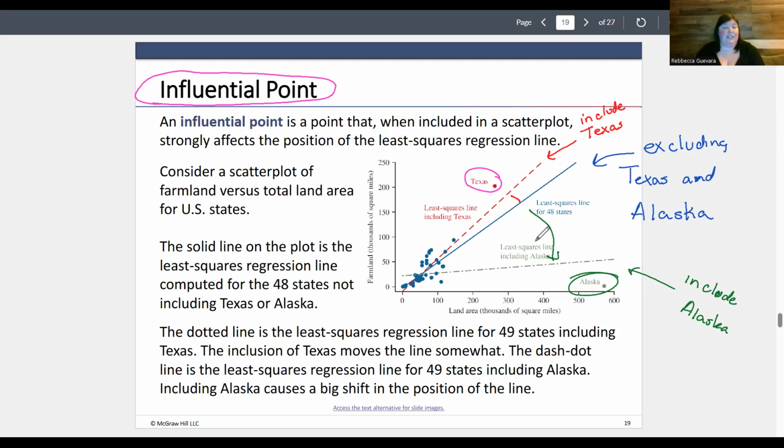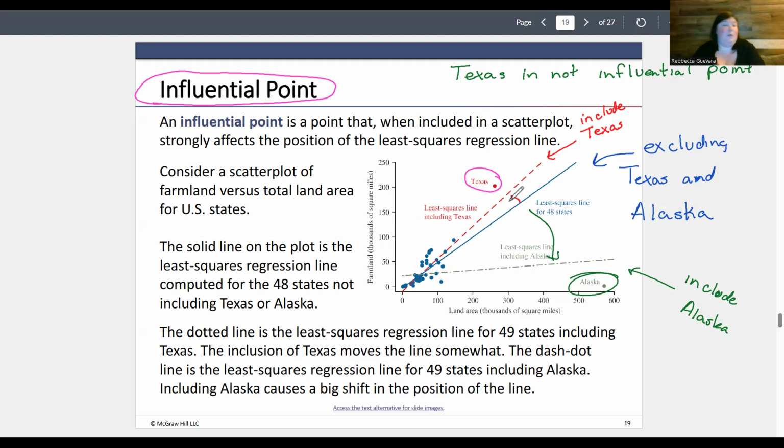The dotted line, like I said, is the least squares regression line for the 49 states, including Texas. The inclusion of Texas moves the line somewhat. That means that Texas is not influential, or at least as far as this data goes. It's not an influential point, because it doesn't actually have a big impact on the data. This was like with the sweets, when I removed the eating 23 sweets a week, it didn't have a big impact on my correlation coefficient or anything because it didn't really move the data that much.